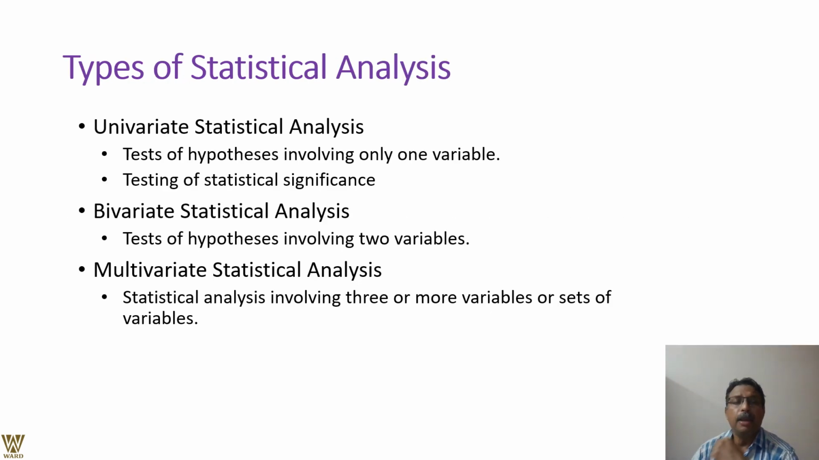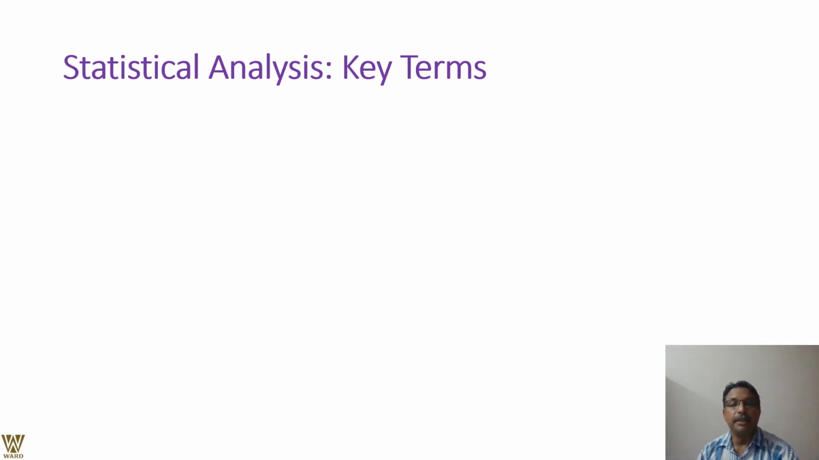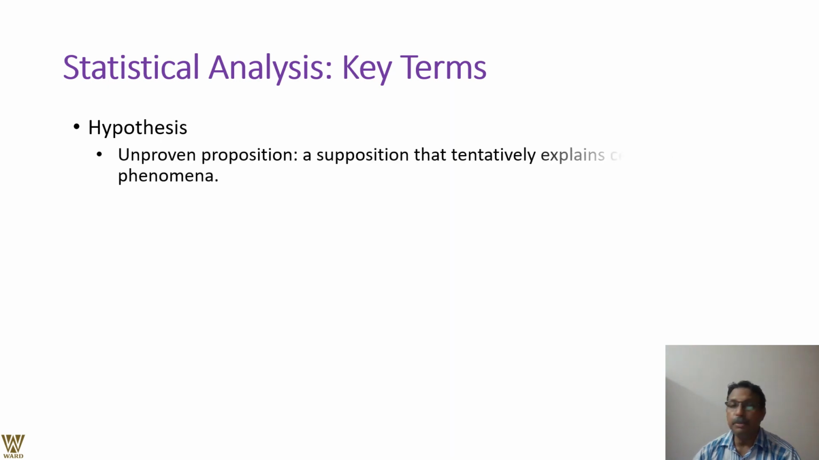In this study, types of statistics: univariate statistical analysis, a test of hypothesis involving only one variable, a test of statistical significance; bivariate statistical analysis, a test of hypothesis involving two variables; and multivariate statistical analysis, involving three or more variables or sets of variables. So we have univariate, bivariate, and multivariate statistical analysis. Let me introduce the key terms of statistics.